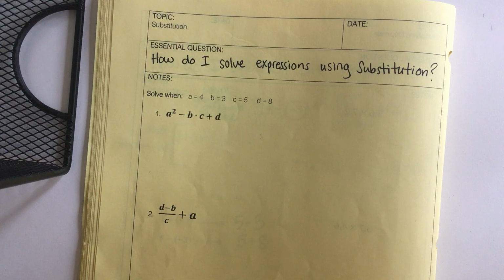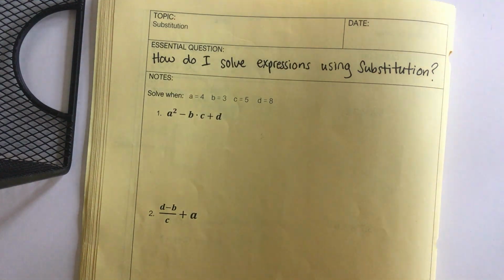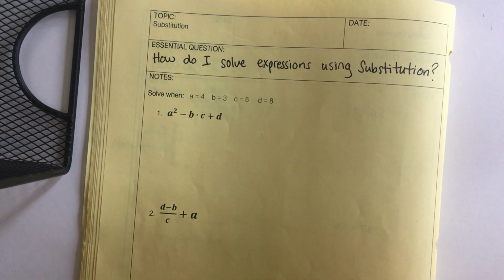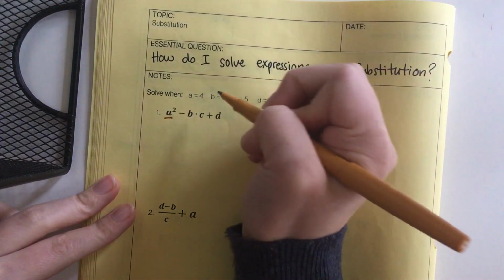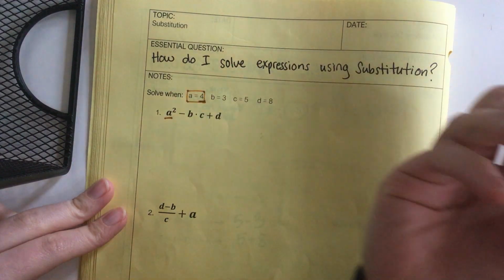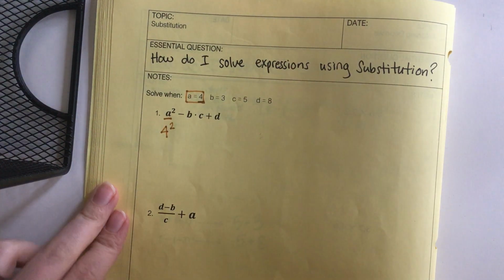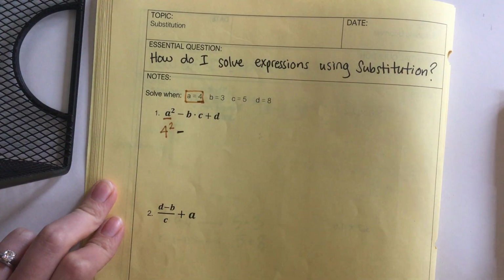So what this looks like, let's go through this here. I'm gonna use some colors. Let me get my colors ready here. Here we go. Substitution means we're replacing. So for example, right here we have an A, and we are saying that A is equal to 4. So we are replacing that A with a 4. So we have 4 squared. We still have that minus sign.